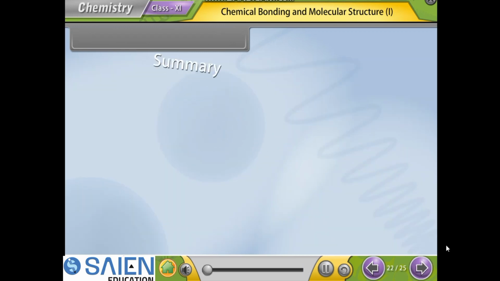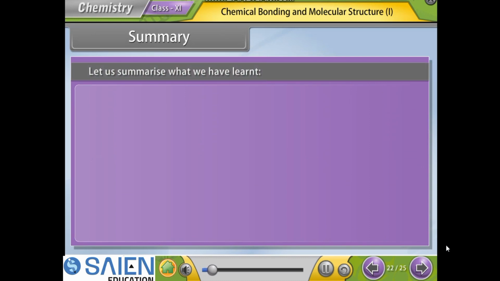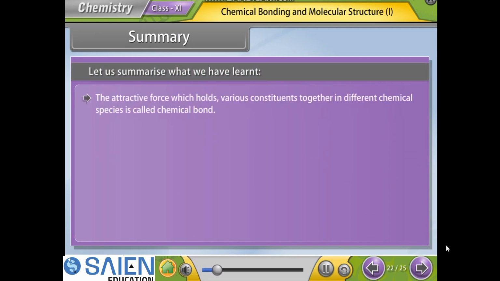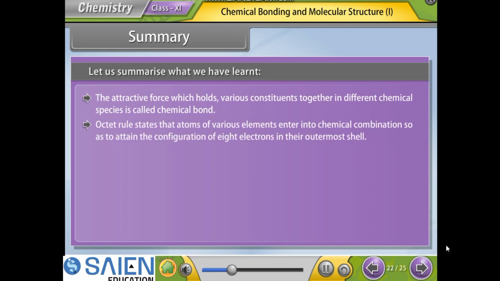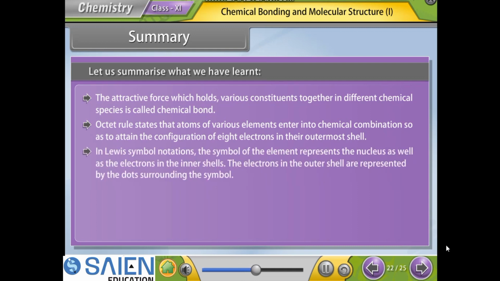Summary. Let us summarize what we have learned. The attractive force which holds various constituents together in different chemical species is called chemical bond. Octet rule states that atoms of various elements enter into chemical combination so as to attain the configuration of 8 electrons in their outermost shell. In Lewis symbol notations, the symbol of the elements represents the nucleus as well as the electrons in the inner shells. The electrons in the outer shell are represented by the dots surrounding the symbol.